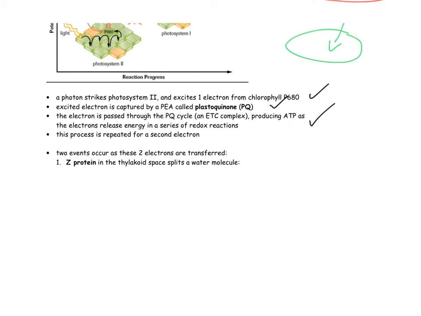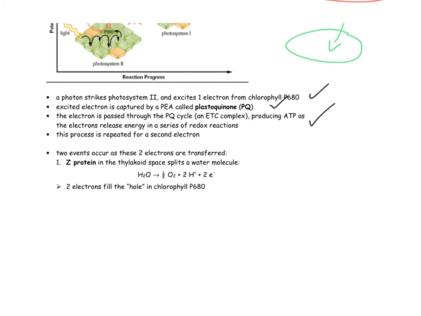We have the Z protein that splits our water molecule, right? Well, let's remember what is happening to each of these. Our water gets split. Oxygen becomes metabolic waste, a product of photosynthesis that anybody undergoing cellular respiration will appreciate being produced. Our hydrogens are going to stay in the lumen, and those two electrons are doing what? They're filling the hole in P680 because P680's electrons have been promoted.